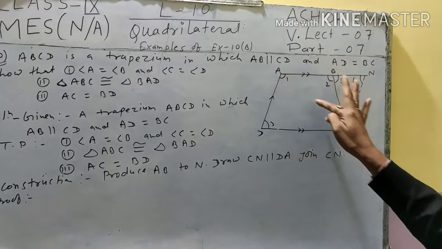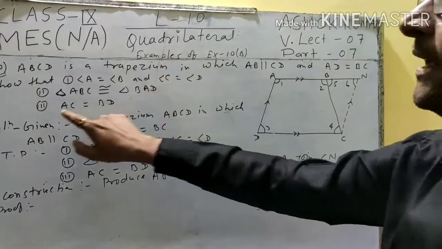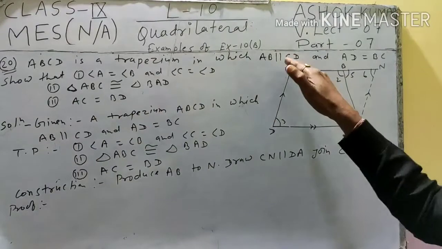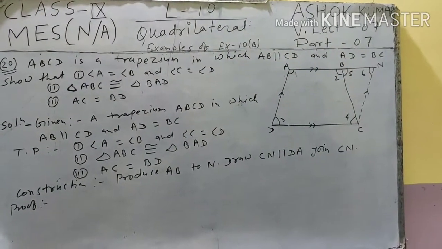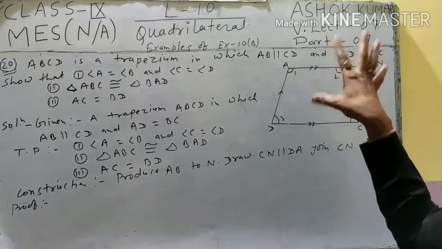BAD. Here make a construction. After this proof, I will prove this one. The last one is AC is equal to BD, that means diagonals are equal. So first of all, student, write down the given information. What information is given here?